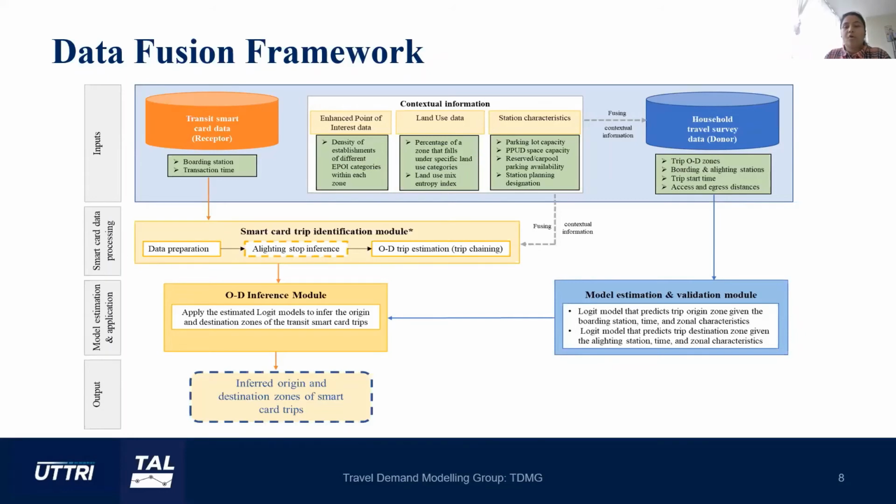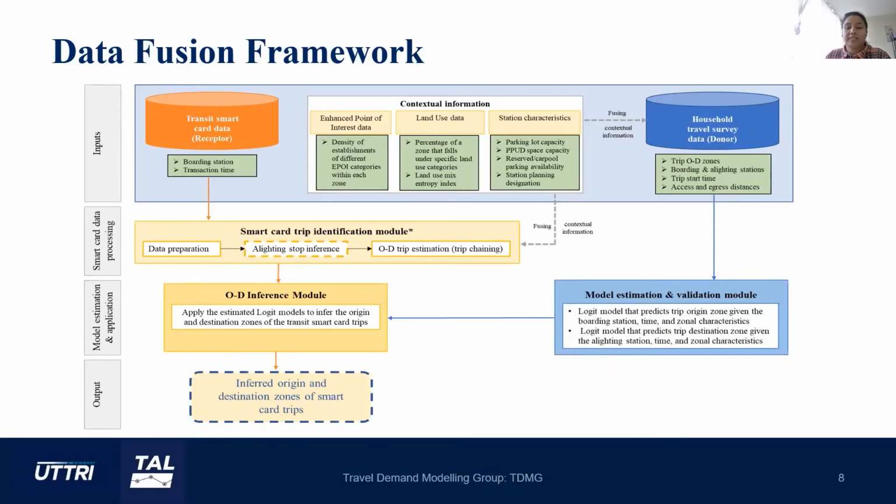Next, we processed the Presto card data to infer the alighting stops and recreate the entire trip by linking trip legs and identifying transfers. Then we applied the estimated model to the Presto trips to infer the origin and destination zones of those trips.